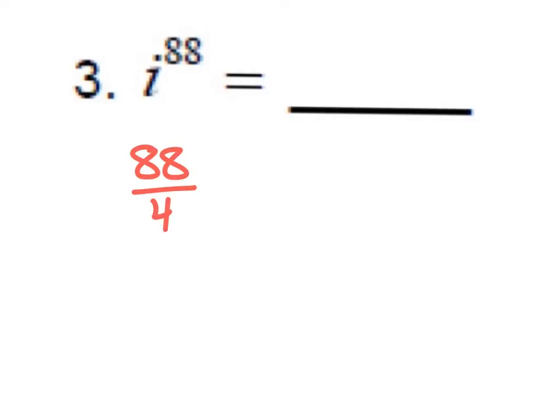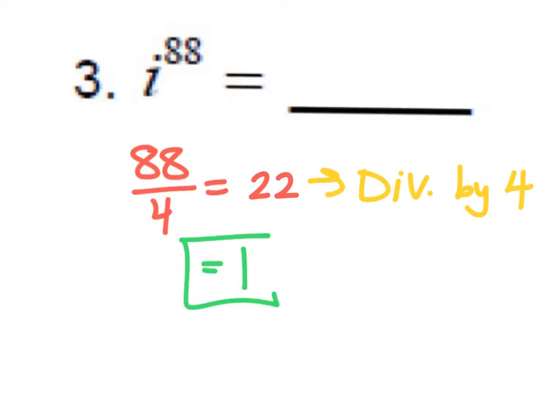88 divided by 4. Well, we get 22. So 88 is divisible by 4. Remember, if it's divisible by 4, then our answer is 1. Literally, that's just the answer.